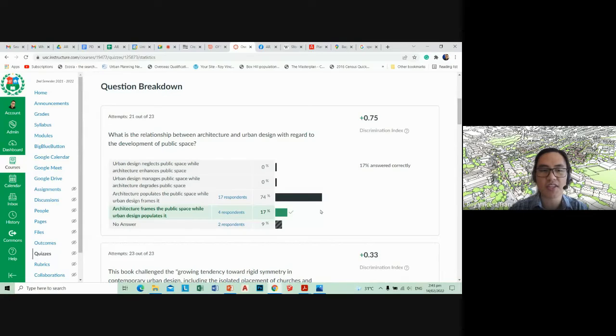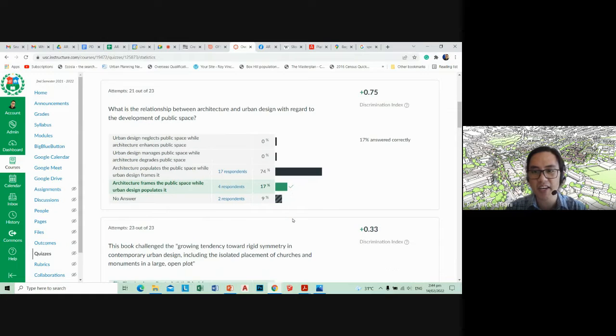Like architecture is really the star of public space, when in actuality, the buildings themselves are just the frames, and really the star of public space is the public space itself: the streets, the plazas, the squares, and the seafronts. So for those four who responded correctly, kudos to you.